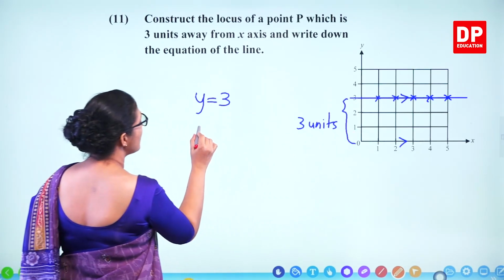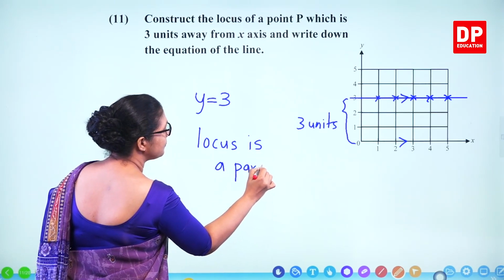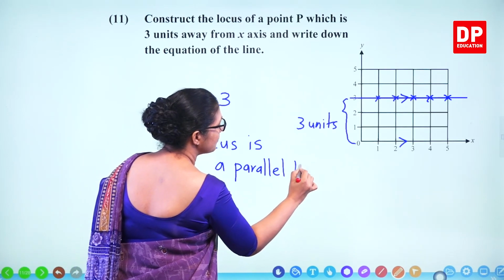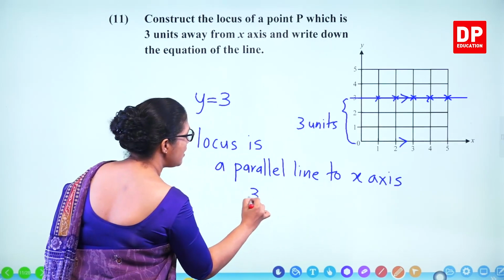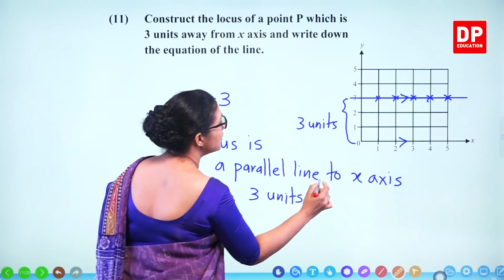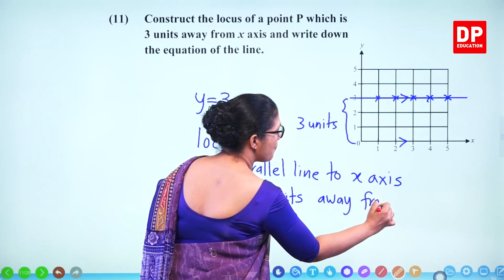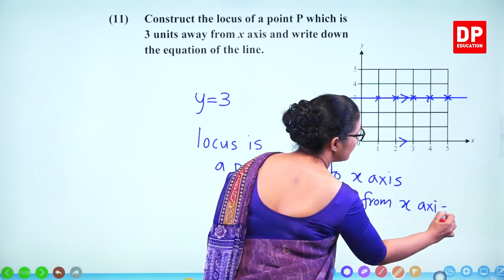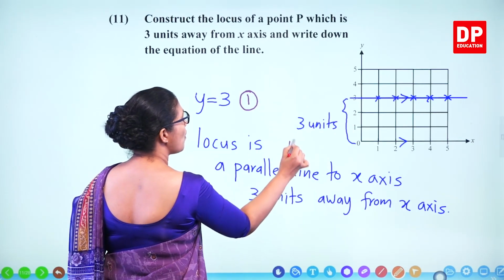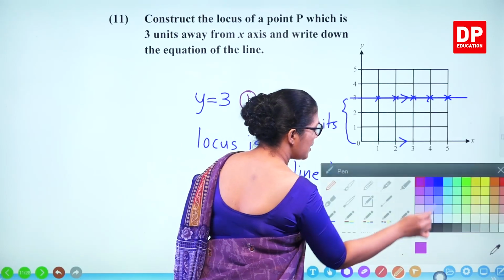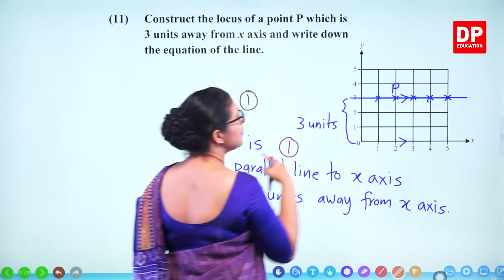So you can write the locus is a parallel line to the x-axis, 3 units away from the x-axis. So 2 marks: 1 mark for this and 1 mark for the line here. So you can just mark P any place here.